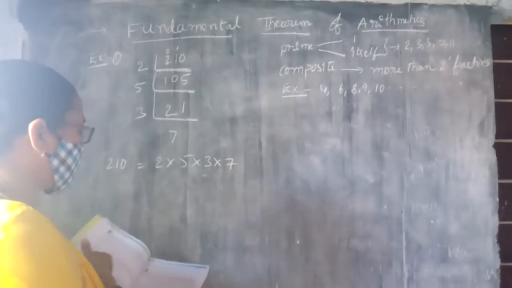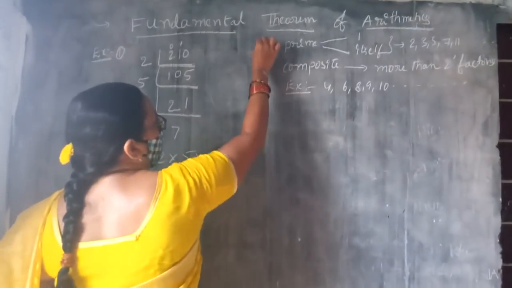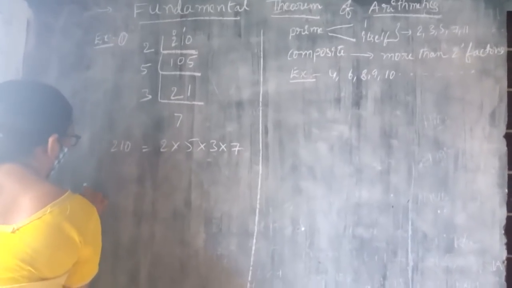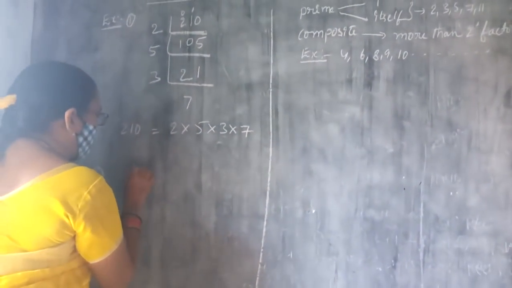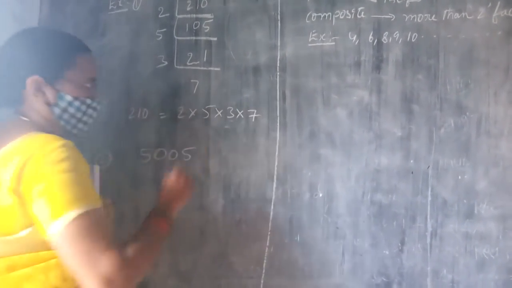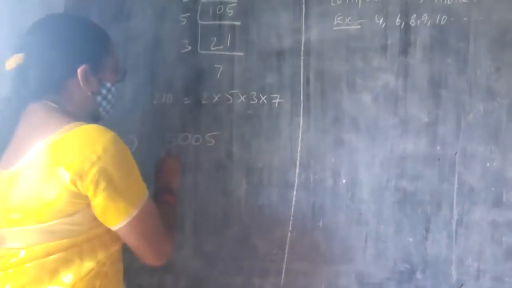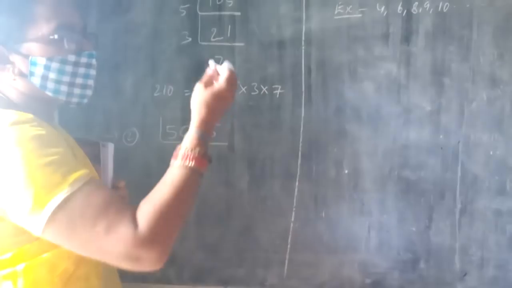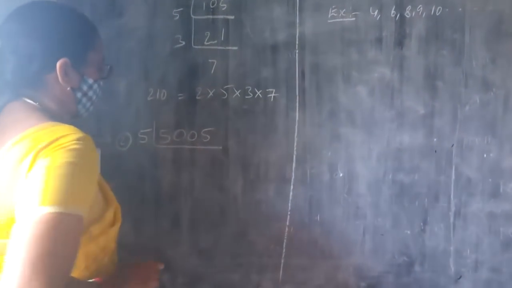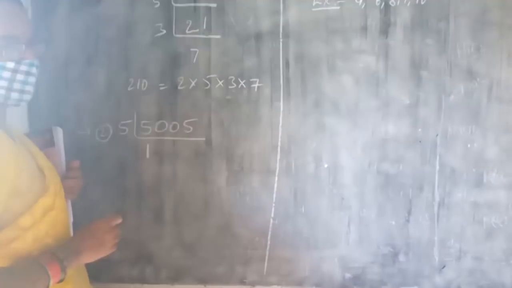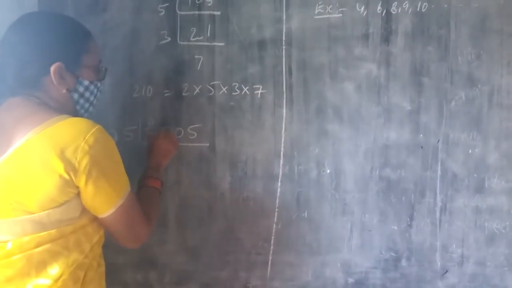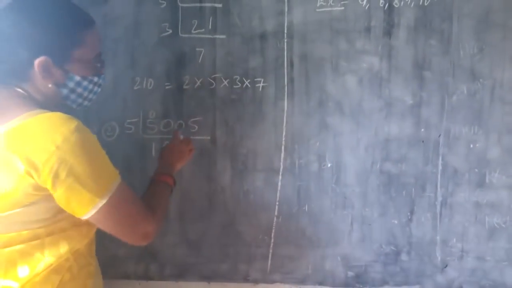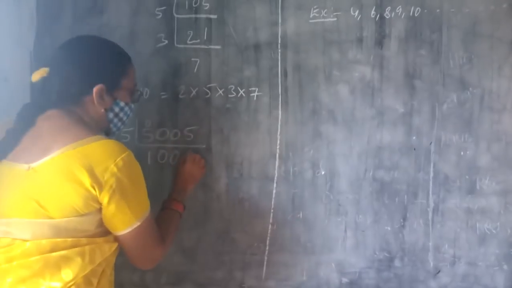Okay. Next, take the second example. Example number 2. I take the number 5005. Which prime number do we use here? 5. Yes. How many times divisible? 1 time. What is the remainder? 0. Here also 0. How many times is it divisible? 0. Here 1 time.